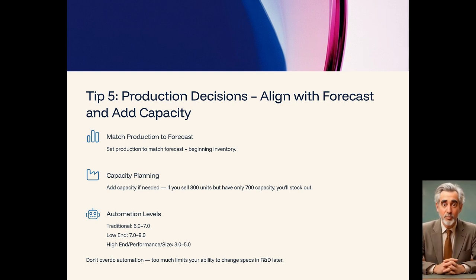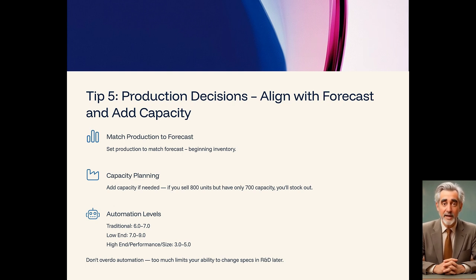Tip 5. Production decisions. Align with forecast and add capacity. Production must be closely tied to your sales forecast. Set production to match forecast, minus beginning inventory. Add capacity if needed. Remember, if you sell 800 units and only have 700 capacity, you'll stock out.